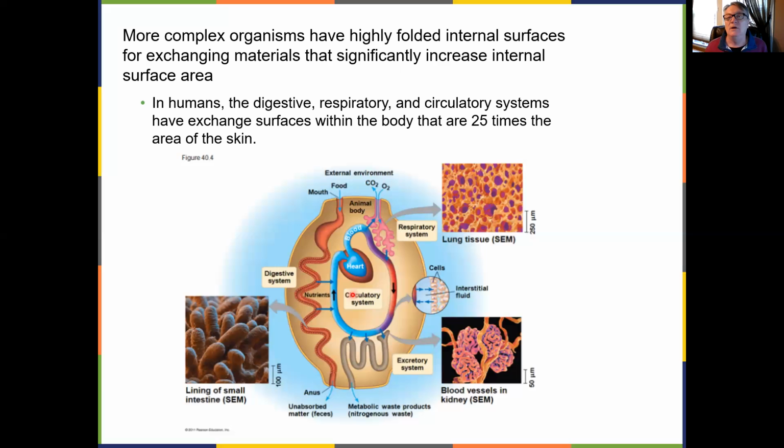So what we have here is the solution that large complex animals have developed in order to solve this dilemma of exchange with the environment: to create complex organ systems. So this is going to be the topic of the rest of the course.